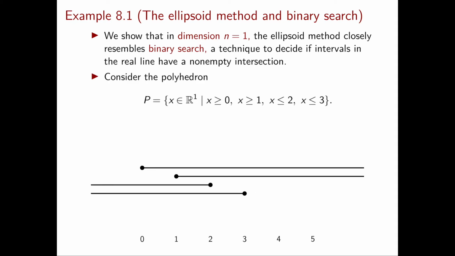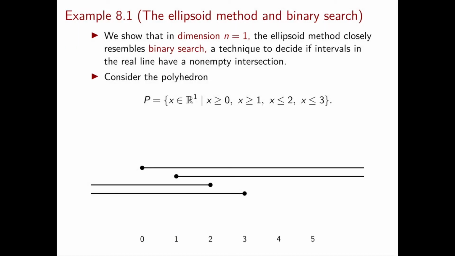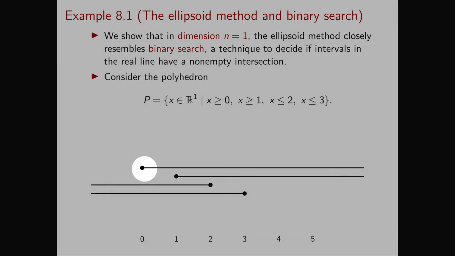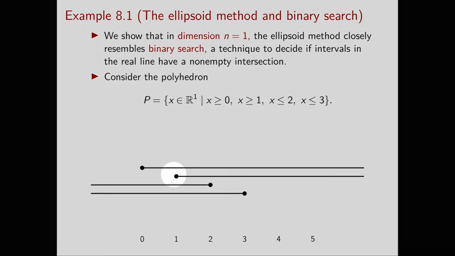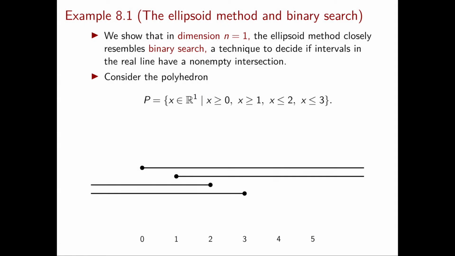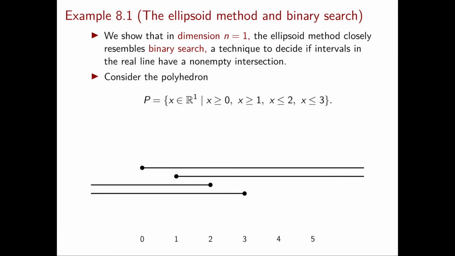In this example, we consider the polyhedron P in R1, defined by the four inequalities x greater than or equal to 0, x greater than or equal to 1, x less than or equal to 2, and x less than or equal to 3. Below, we have a picture that represents these four inequalities. The first half line represents the points x greater than or equal to 0. The second half line represents the points that satisfy x greater than or equal to 1. The third half line corresponds to x less than or equal to 2, and the last half line corresponds to x less than or equal to 3.